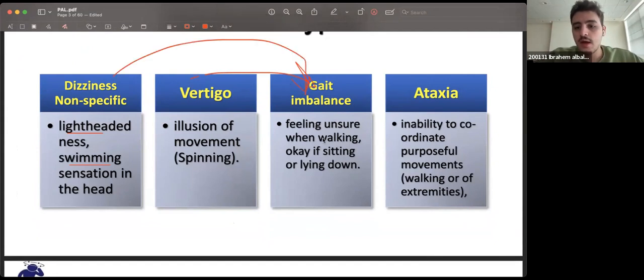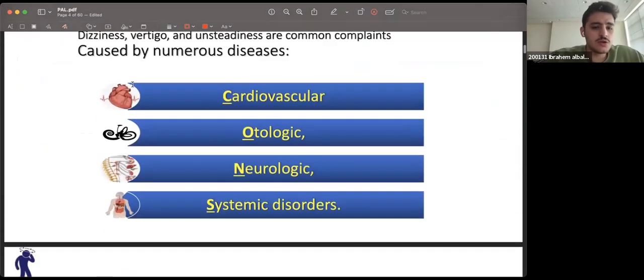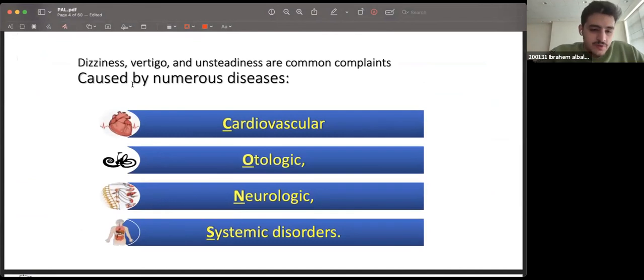Ataxia is when you can't coordinate purposeful movements. You want to touch something, you want to catch something, but you can't because you have dysfunction probably in the cerebellum. And these are all signs, not diagnoses. So you can't diagnose someone with dizziness or with vertigo, but they will help you come about with a diagnosis.